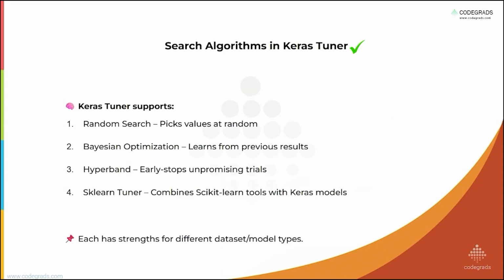Now, the search algorithms Keras Tuner supports include random search, which picks values at random, as we have discussed earlier. Bayesian optimization learns from previous results: if we want to improve our model, we see how it has performed previously, learn from the previous model results, and try to improve our model. Next is Hyperband, which stops unpromising trials early. Then we have the Sklearn tuner, which combines scikit-learn tools with Keras models. Each adds strengths for different datasets and model types, so with different datasets we will use these methods for our personalized tasks.